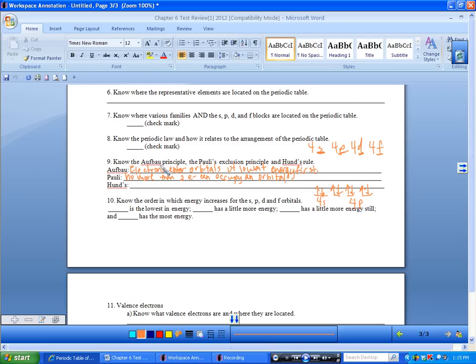All right, Hund's rule says that 1 electron enters each orbital until all orbitals contain 1 electron with a parallel spin.